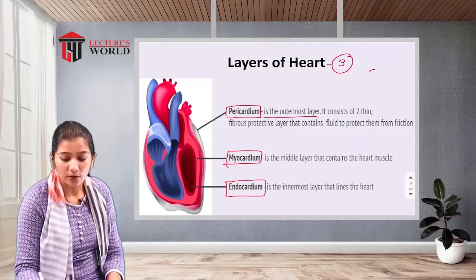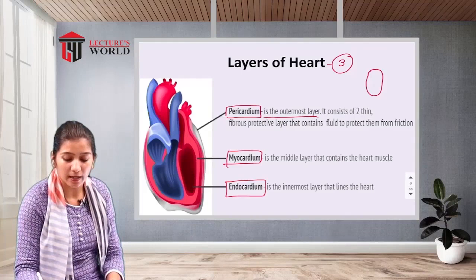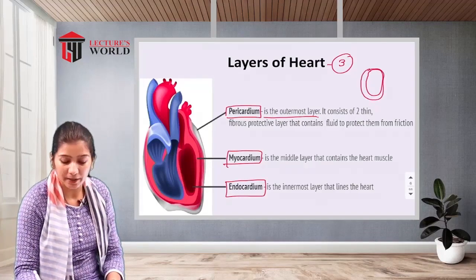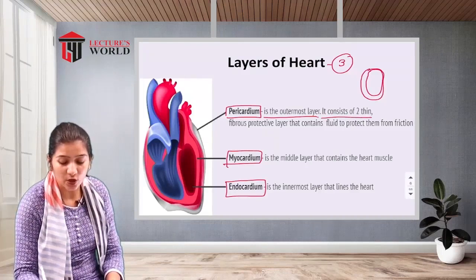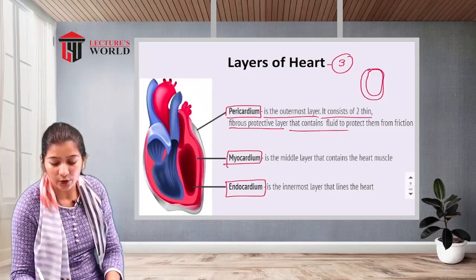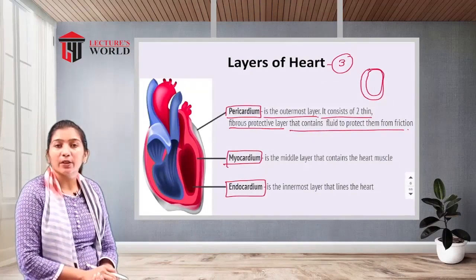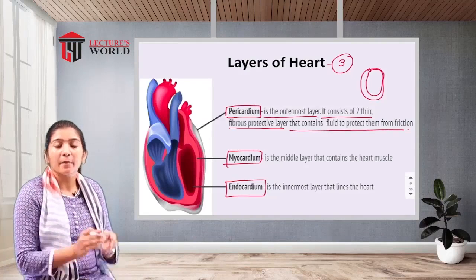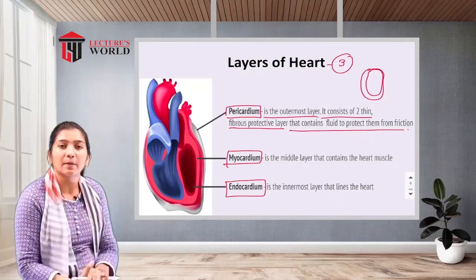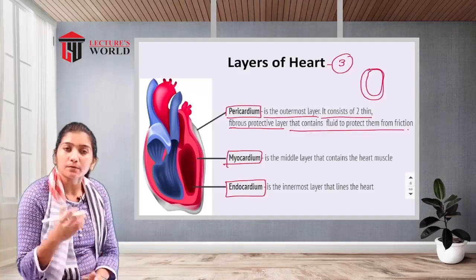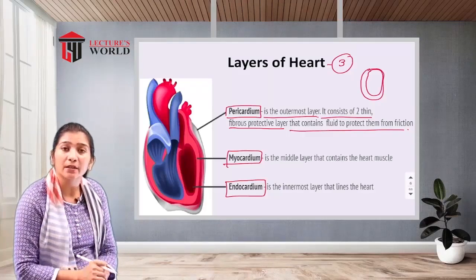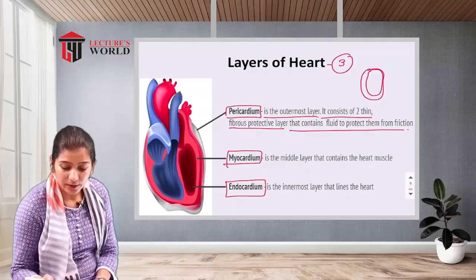Okay, so suppose this is the heart. So the outermost layer is known as the pericardium. It consists of 2 thin fibrous protective layers that contain fluid to protect from friction. So the pericardium has 2 thin layers, and between those 2 thin layers there will be the presence of fluid, and that fluid is helping the heart from the friction.